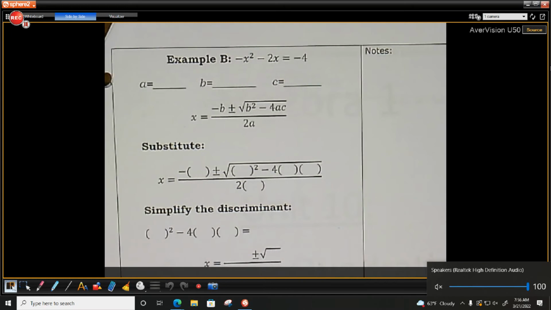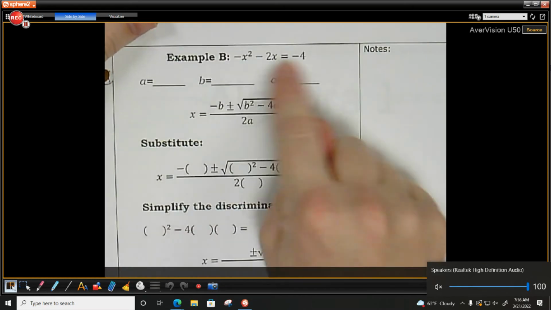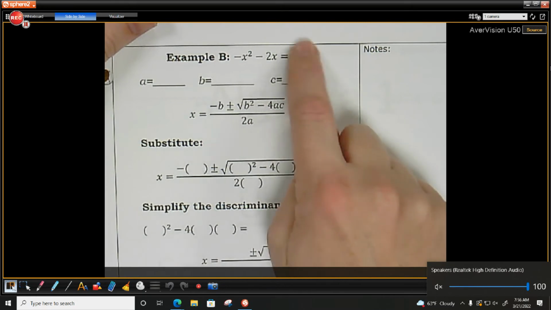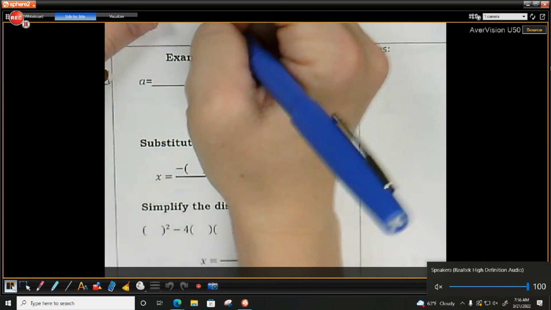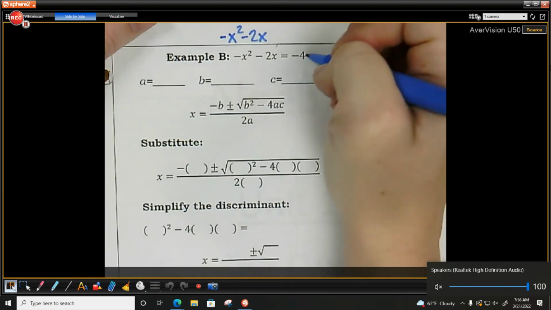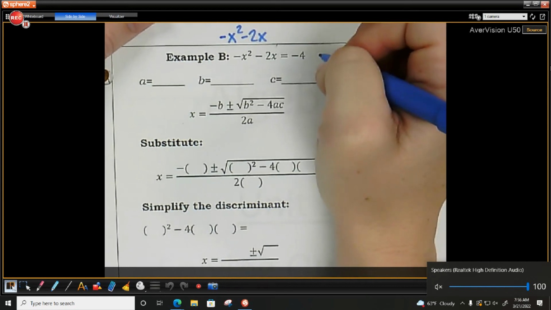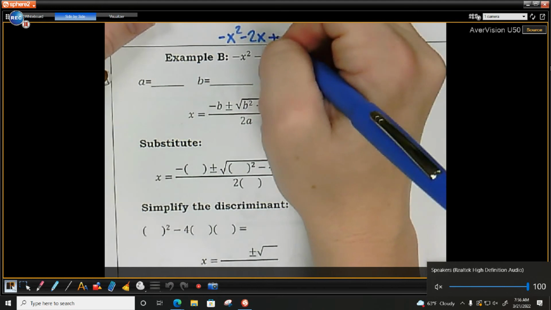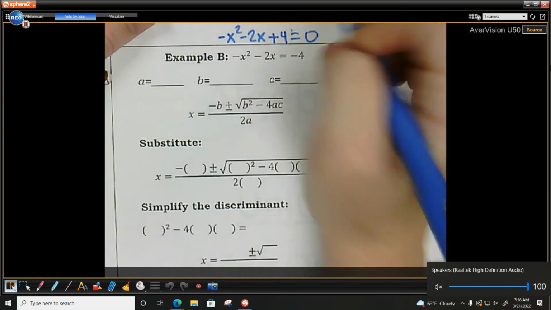Is this in standard form, guys? No, it doesn't equal 0. So what do I need to do with that -4? Move it over. So I'm going to have negative x squared minus 2x. If it's a negative on the right, how do you move your -4 from the right to the left? Add 4 equals 0. We okay with that?